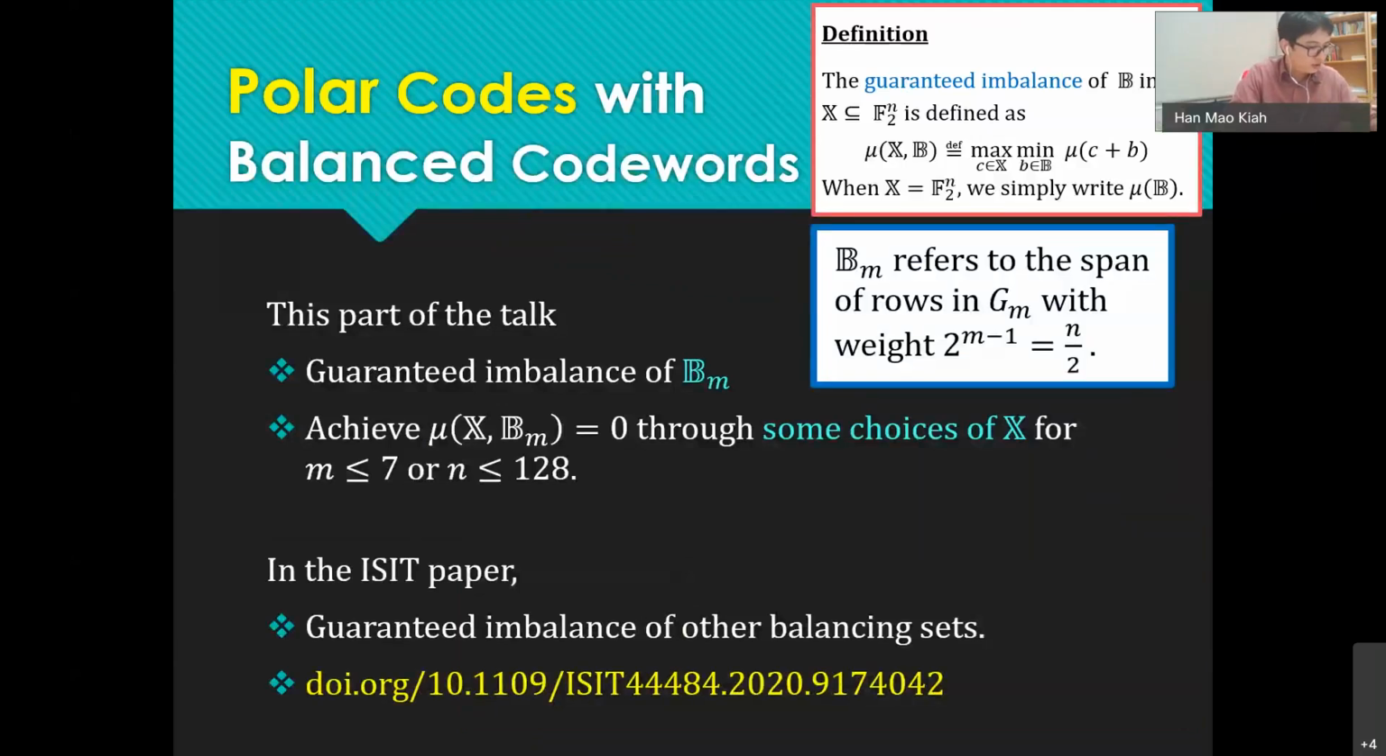For the remainder of this talk, I'll try to look at a very specific balancing set BM and try to look at its guaranteed imbalances. I also try to roughly sketch how to lower the imbalances for short block lengths by constraining the space X. So what is this BM here?